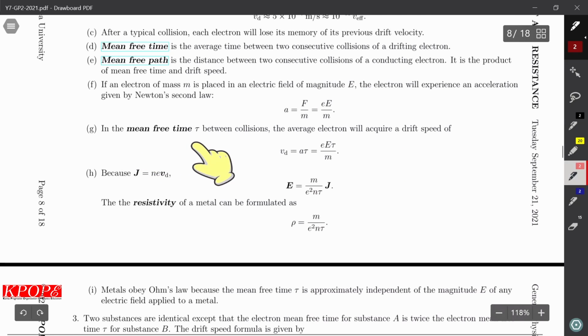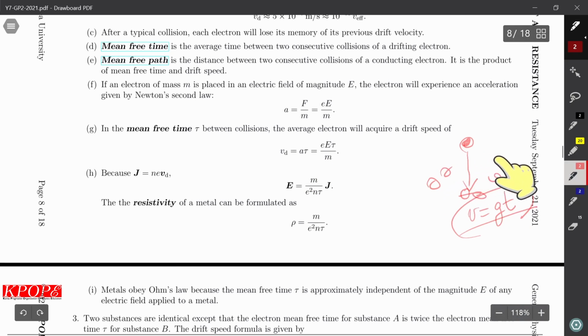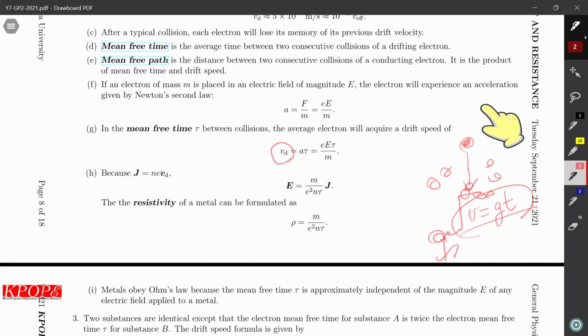Here, mean free time tau means the carrier is accelerating for a while, and then it hits another particle and comes to rest, and then accelerates again. Repeated acceleration does not make the current increase as time goes on. For example, an object in free space will accelerate forever. Under a constant gravitational field, the velocity increases as time goes on. But this is not the case here. It accelerates for a short time and hits something, then stops and accelerates again. So this drift velocity is the average velocity of the charge carriers.